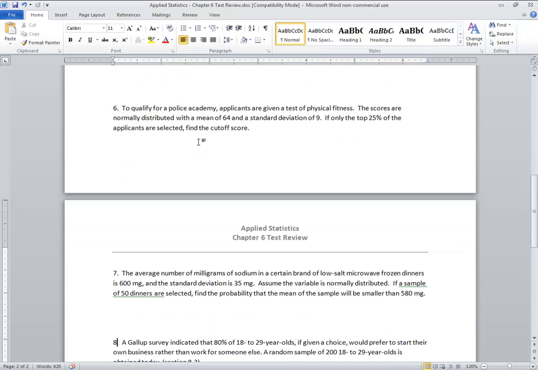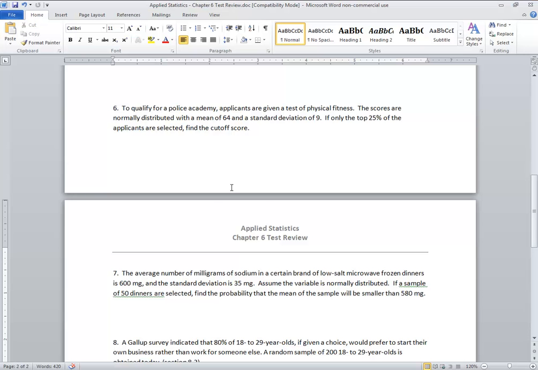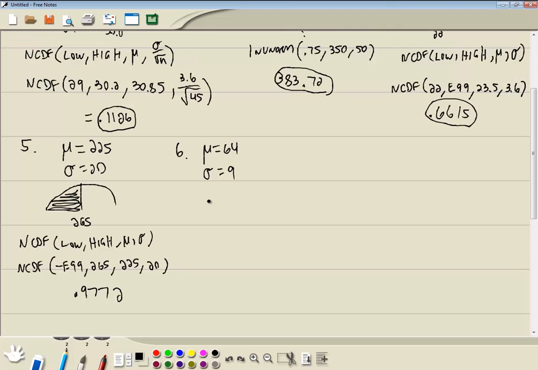Okay, number 6. To qualify for a police academy, applicants are given a test of physical fitness. The scores are normally distributed with a mean of 64 and a standard deviation of 9. If only the top 25% of the applicants are selected, find the cutoff score. So we'll put 25% over here, and this will be 75%. And again, we're trying to find this value.